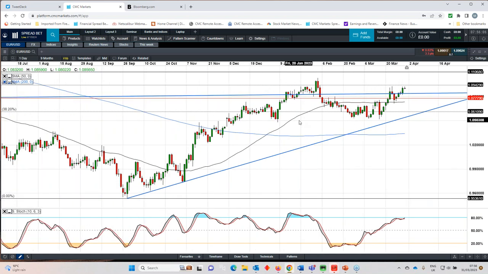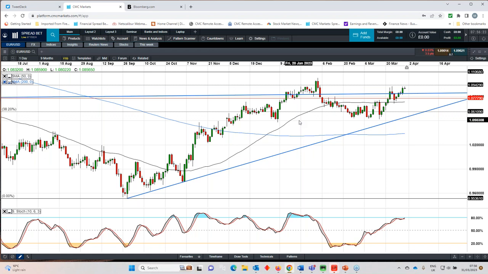So I think it'll be an interesting conversation to have, how the big US banks see the outlook for the US economy as we look ahead to Q2 and their latest earnings season numbers.